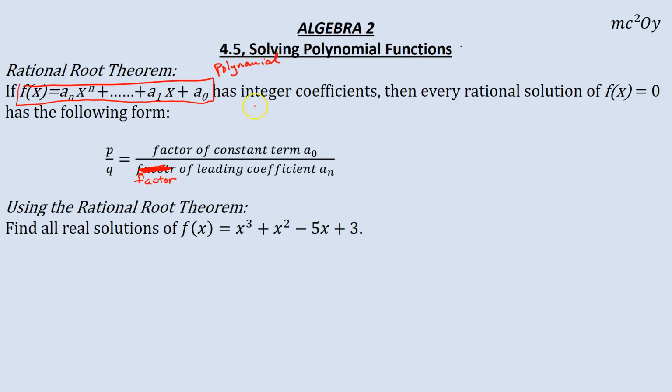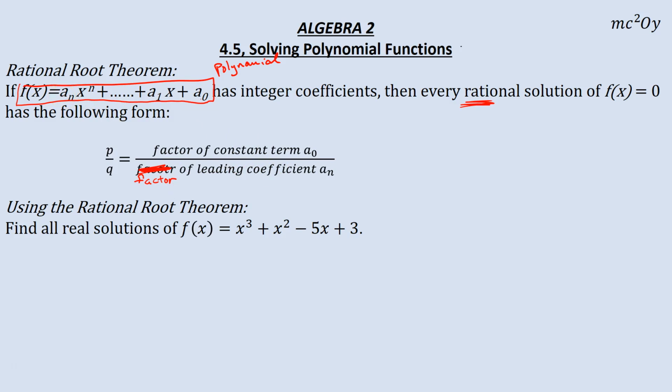Okay, so if you have a polynomial which has integer coefficients, meaning any positive or negative number, then every rational solution, rational, remember, means every fraction. It could be expressed as a fraction. So any solution that can be expressed as a fraction. So that means the ones that can't be are like pi or root 5 or root 7, any of the imperfect roots. Then every rational solution of f of x equals 0 has the following form. P divided by Q, where P is the factor of the constant term, a sub 0, and Q is the factor of the leading coefficient, a sub n.